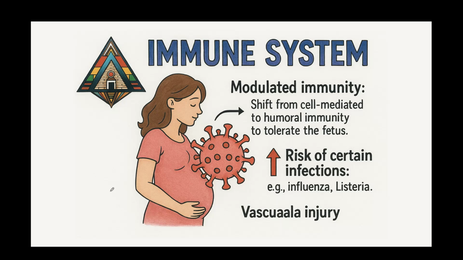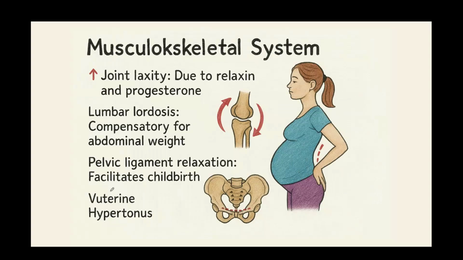Immune system: there is a modulated immunity shift. The body shifts from cell-mediated to humoral-mediated immunity to tolerate the fetus. So there is a risk of certain infections like influenza and listeria. Musculoskeletal system: joint laxity due to relaxin and progesterone, leading to lumbar lordosis. It's compensatory to hold the abdominal weight, and pelvic ligament relaxation also facilitates childbirth.